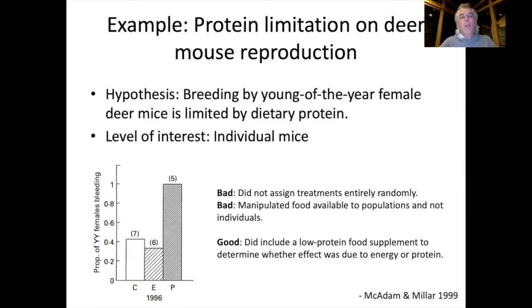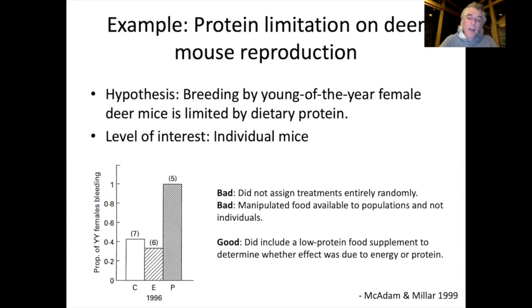Now, as an example of both some good and some bad practices in experimental design, I'll briefly explain the research that I performed as a master's student, where I was interested in testing the hypothesis that breeding by young of the year female deer mice is limited by dietary protein. So in this particular hypothesis, then, I'm interested in individual mice. So that is the biological level that I want to draw my conclusions about. So proper experimental design then would involve replicating and manipulating individual mice.